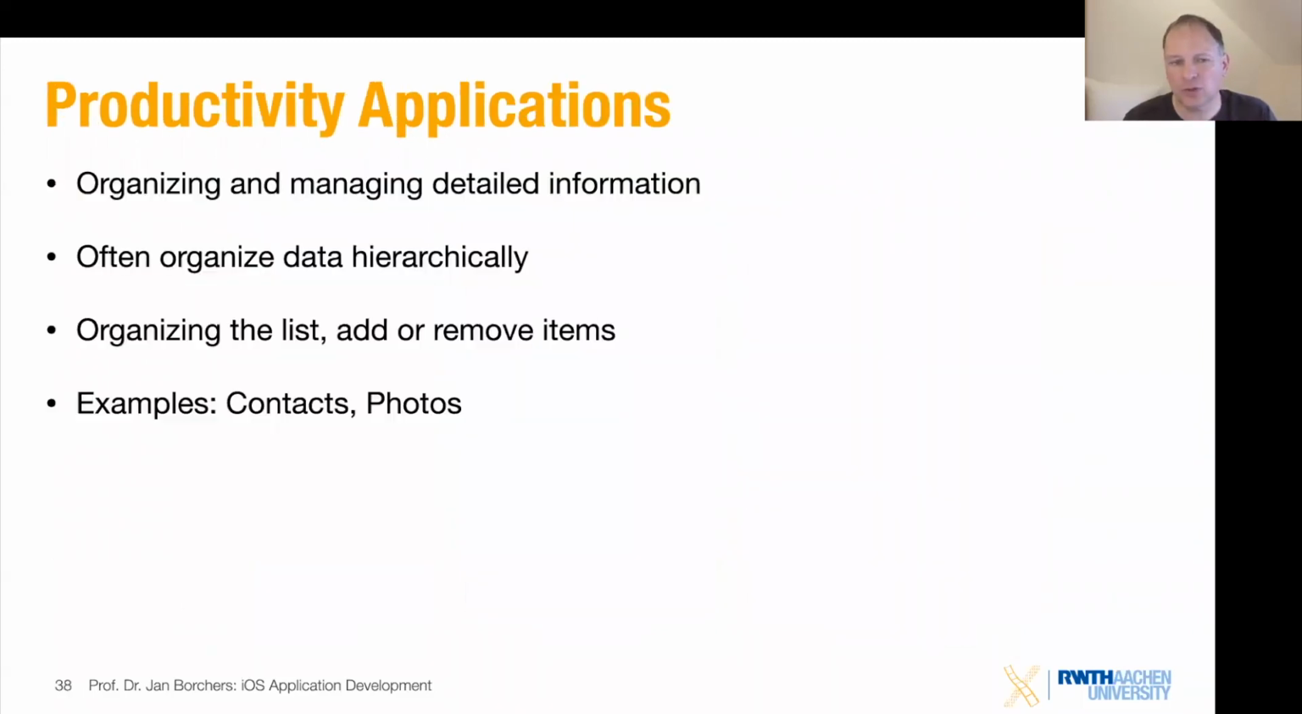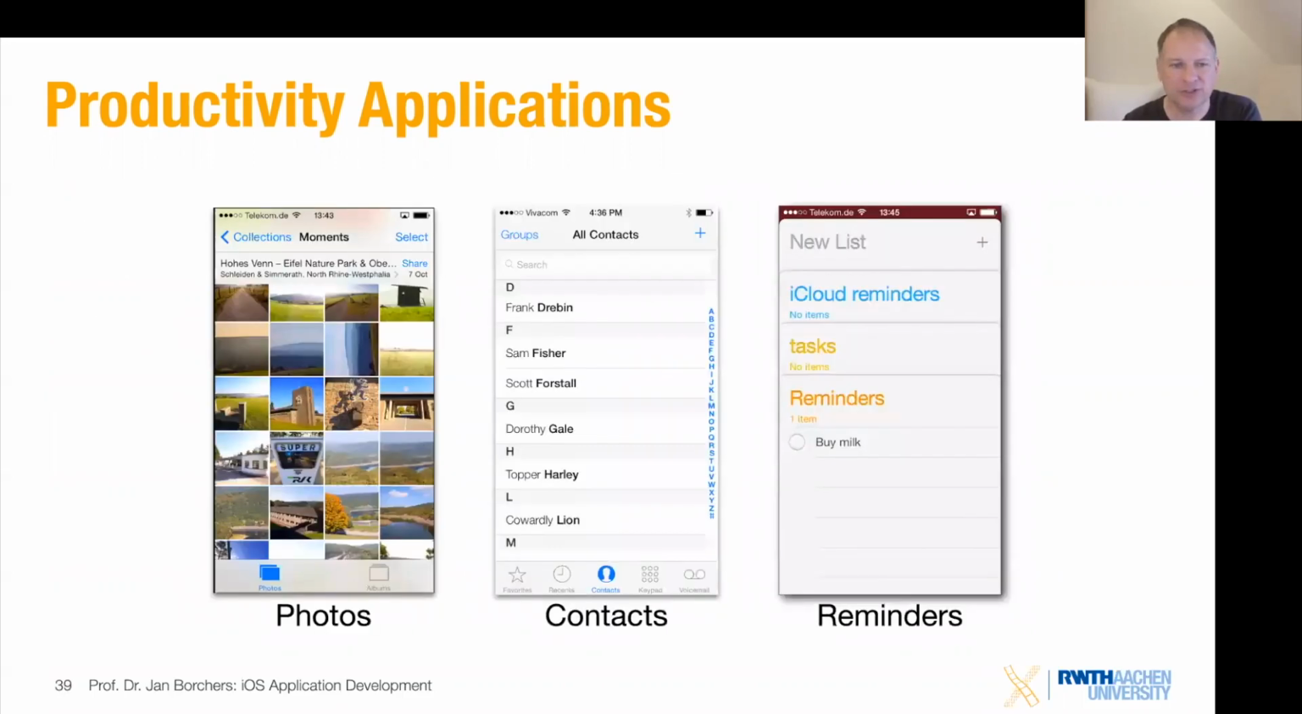Productivity apps organize and manage detailed information. They are the closest to what you do on the desktop usually. You often organize data hierarchically. Mail is a good example. You organize the list, you add and remove items, photos, contacts. These are all productivity apps, right? They all often work in this way of drilling down and coming back out.